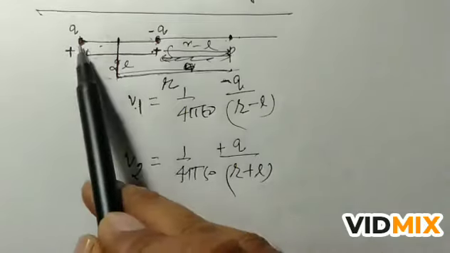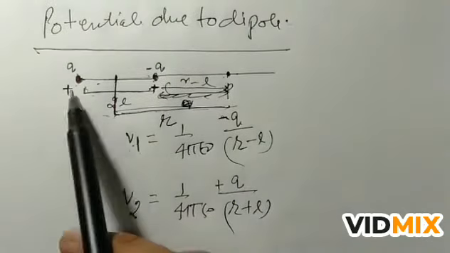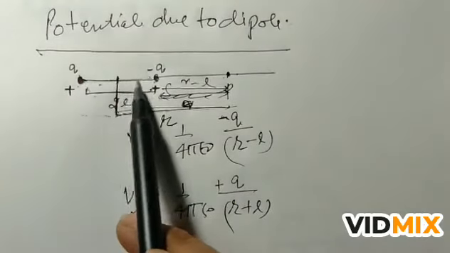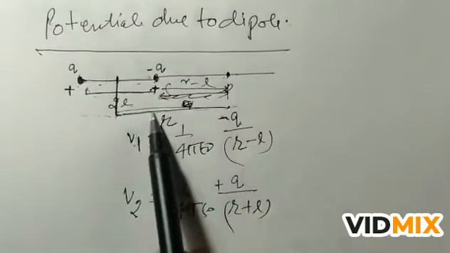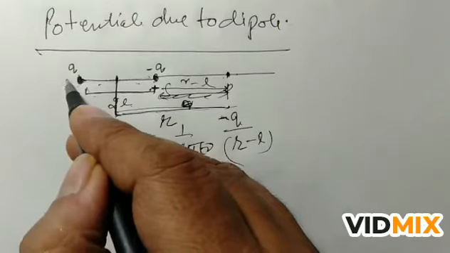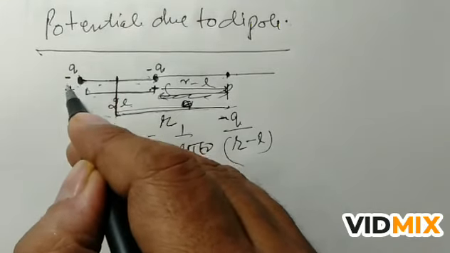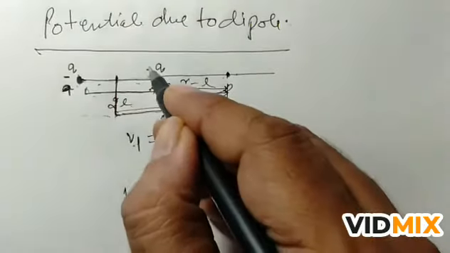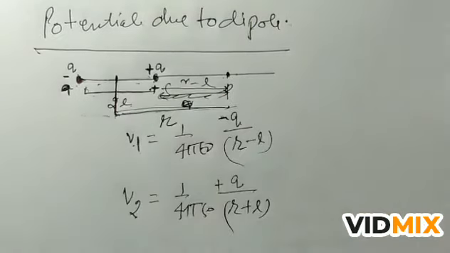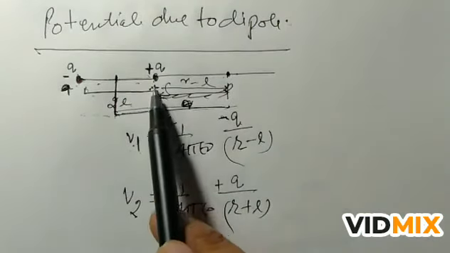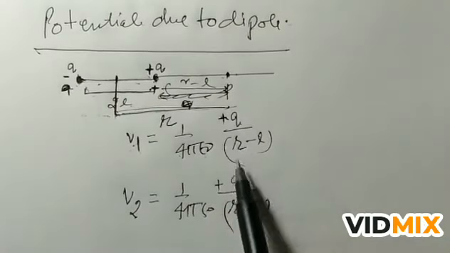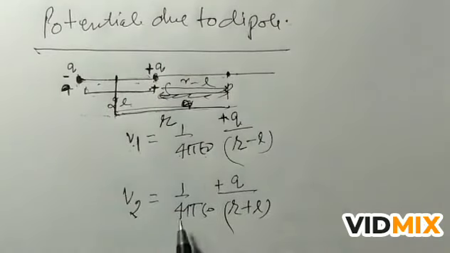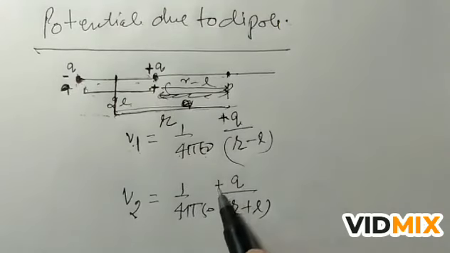Again, this is a dipole, the distance between the two charges is 2L, and we have to find the potential at this point P, which is at distance r from the center. This is minus q and this is plus q. So V1 due to this charge is 1 upon 4 pi epsilon naught plus q by r minus L, and V2 due to this charge is 1 upon 4 pi epsilon naught, minus q by r plus L.